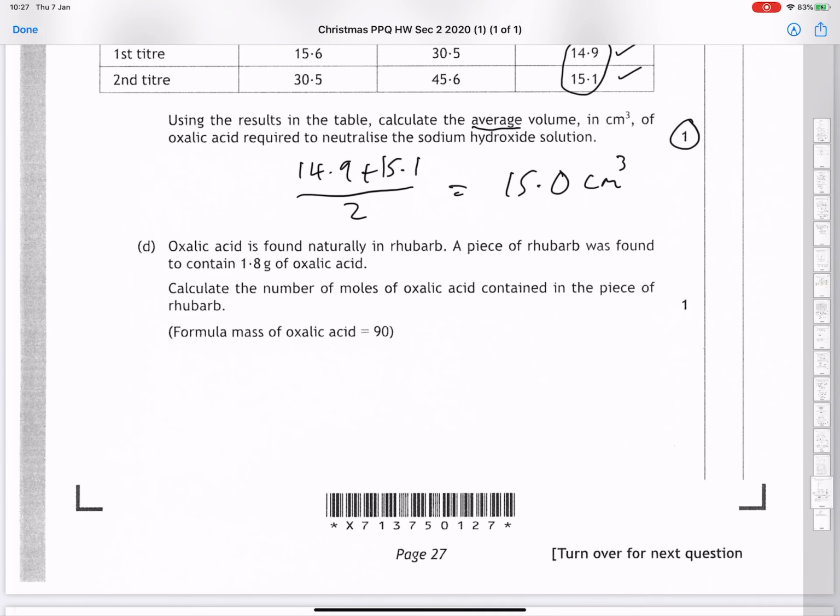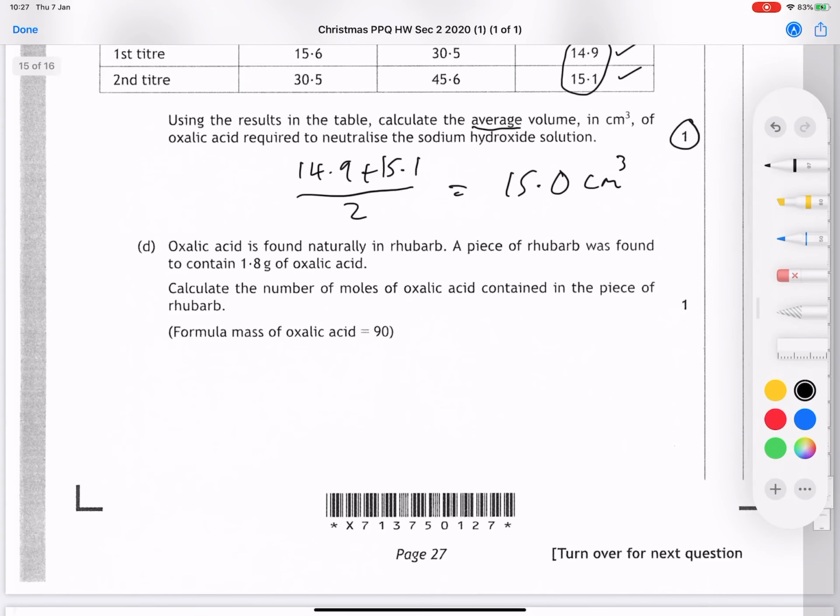Oxalic acid is found in rhubarb. A piece of rhubarb weighs 1.8 grams. Calculate the number of moles. Number of moles equals mass divided by GFM, which is also in the question. 1.8 divided by 90. 0.02 moles. 1 mark for that.